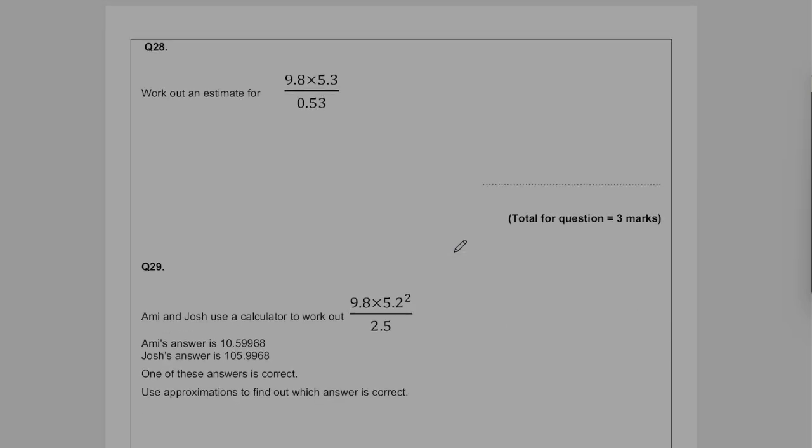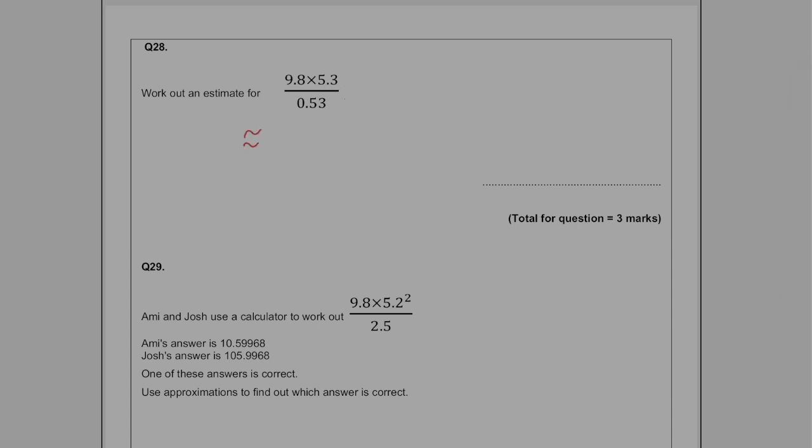Okay, question 28. Work out an estimate for 9.8 times 5.3 divided by 0.53. So I'm going to say that's approximately equal to, and I'm going to round each of these numbers to one significant figure. So 9.8 becomes 10, and 5.3 becomes 5, and 0.53 becomes 0.5. So that's equal to 50 divided by 0.5, which is 100.